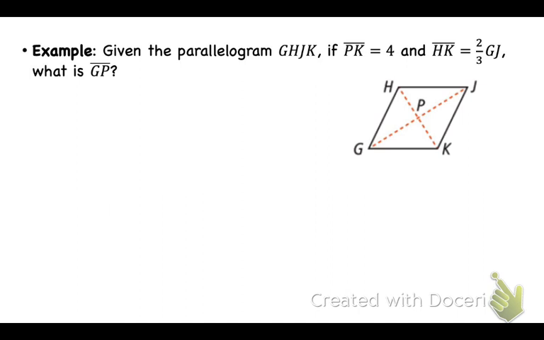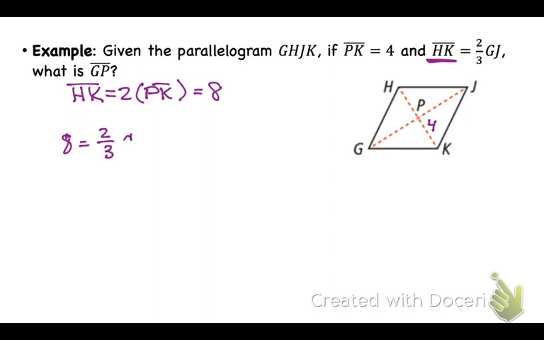Given the parallelogram GHJK, PK is 4, and HK is 2/3 GJ, and I want GP when I'm done. Okay. So let's see what we have. We know that PK is 4, yes? Yes. Well, we need HK. So if PK is 4, what do we know about HK? 8. It's 8 because HK is 2 times PK, which would be 8. Well, couldn't I replace this now in here? So 8 equals 2/3 GJ.